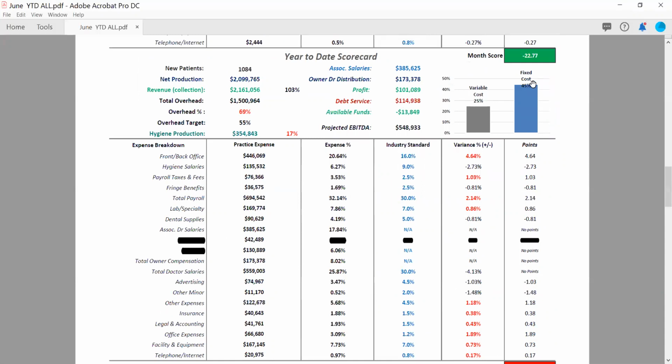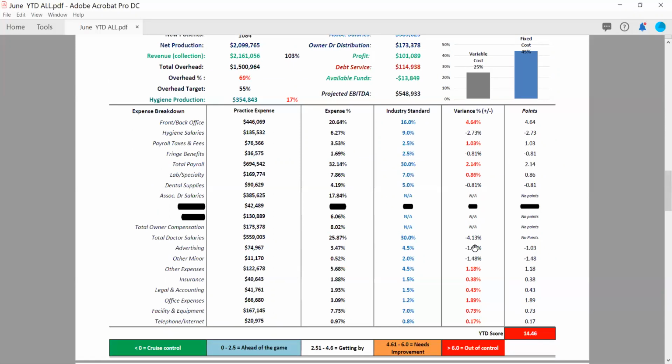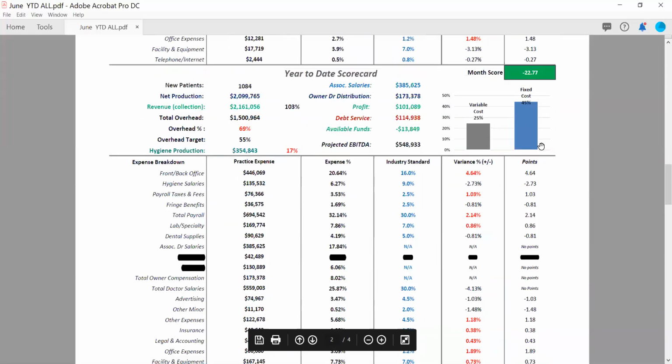As you can see, fixed cost is driving overhead here. We can see the front and back office is a bit over budget. Total payroll because of that is a bit over budget. Some of these fixed costs are facility, equipment, telephone, internet, that sort of thing. So again, these are all the expense item lines that are driving this fixed cost.